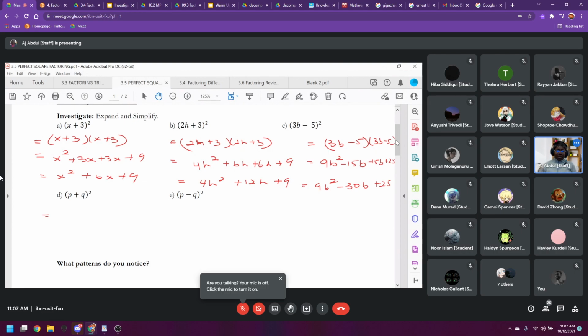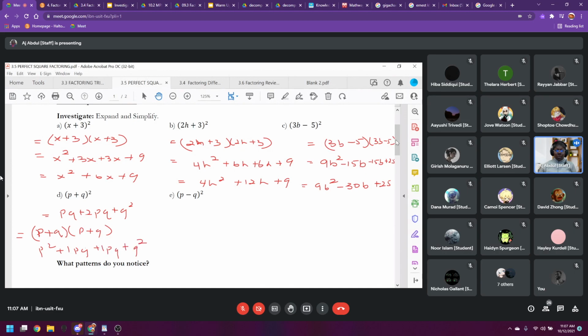this is going to be p squared plus 2pq plus q squared. How do I know that? Let's just expand it first to show you. P times p is p squared. P times q is 1pq. Another one again here is another 1pq, and then plus q squared. So when I put the ones in the middle together, I'm going to get 2.